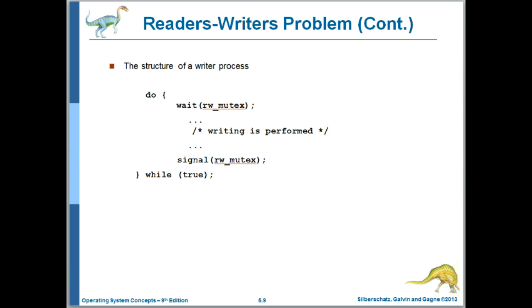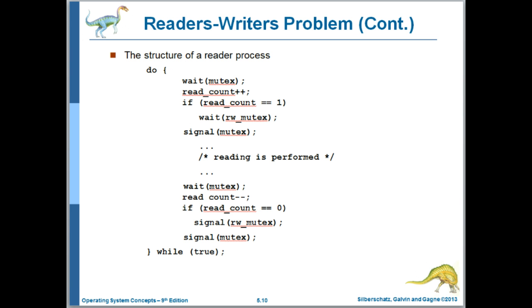It's simple enough. It just waits to gain control of the reader-writer mutex, performs its writing, and then releases its mutex. What's not shown here is the remainder section. So presumably these writers aren't performing writing all the time. So here's the structure of a reader process.